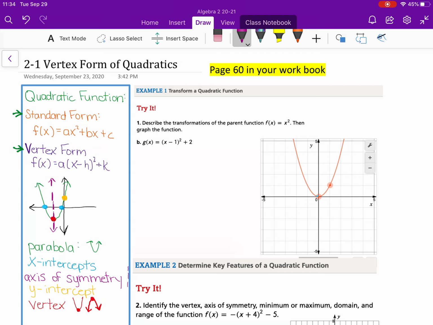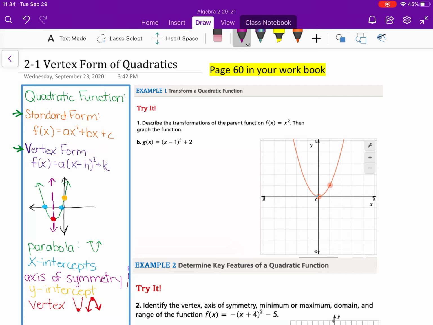A y-intercept is where it crosses the y-axis. It will always cross one time somewhere. And so just make sure that you know those vocabulary words. And then let's dive right on into why we need to know those things.